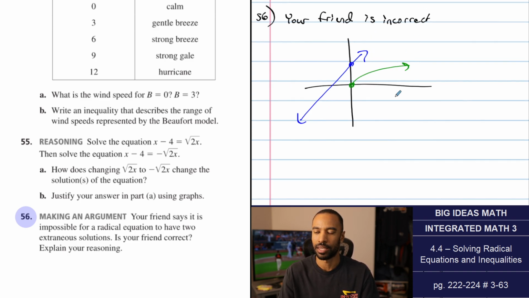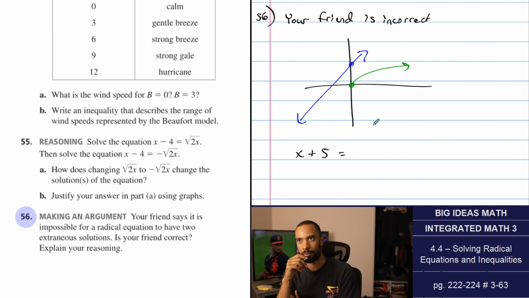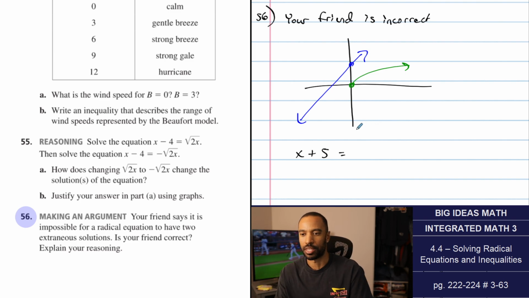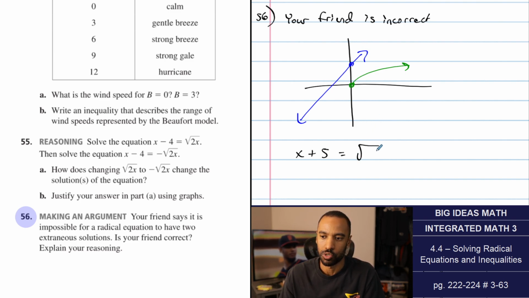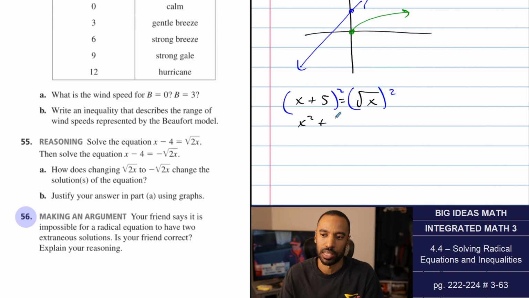So let's do something like, now when you square it, I don't know if it changes things where they do hit. I said your friend's incorrect. That might be premature. I've seen two extraneous solutions. I just got to think of how to make them. I think this should be it, right? x plus 5 equals, let's do square root of x, like that. So now when we square both sides, we get x squared plus 10x plus 25 equals x. Subtract x over: x squared plus 9x plus 25 equals 0.